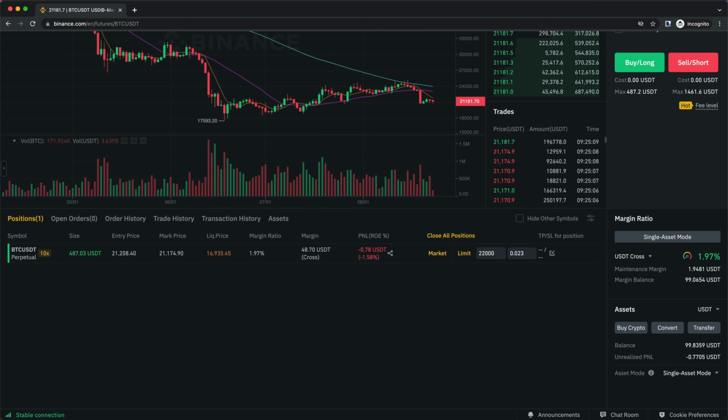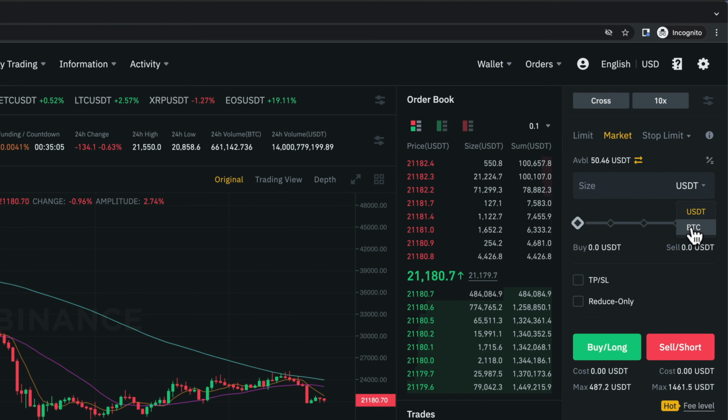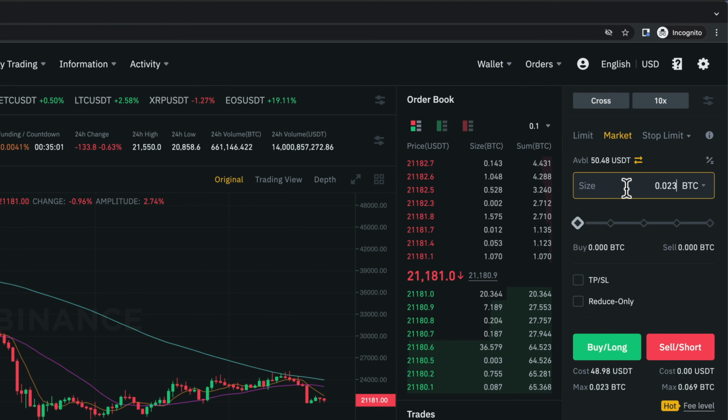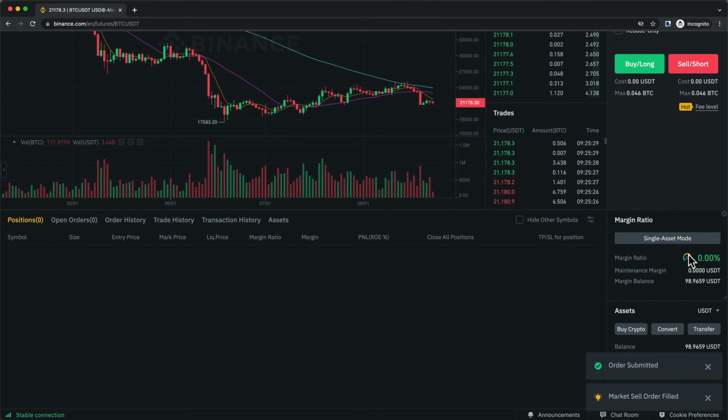Once the future price hits our limit price, our position will be closed immediately. Of course, we can also cancel any of our open orders by just clicking on the trash bin right here. Another way to close our long position would be to simply place a short position for the exact same amount. So we can come over here and enter the size of our open long position. But now we will go short, so we click on sell/short. And that will then cancel out our long position.